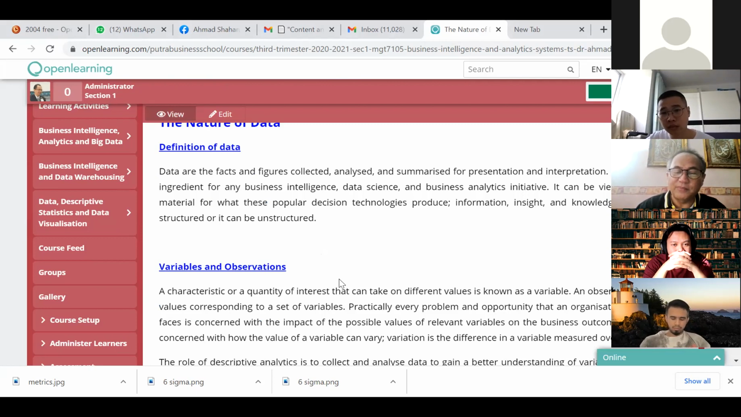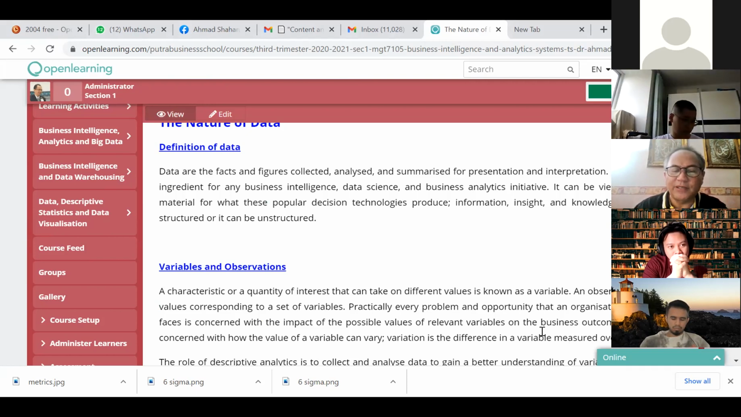For every problem and opportunity, we look into the impact of values of the relevant variables on the business outcome. For example, sales is a variable. What is the value of sales? This year we made sales of 1 million. Last year we made 900,000. That is the value; the variable is sales. So how does it affect the business outcome? We can assume that whenever sales increase from 900,000 to 1 million, your profitability will increase. That is the business outcome.